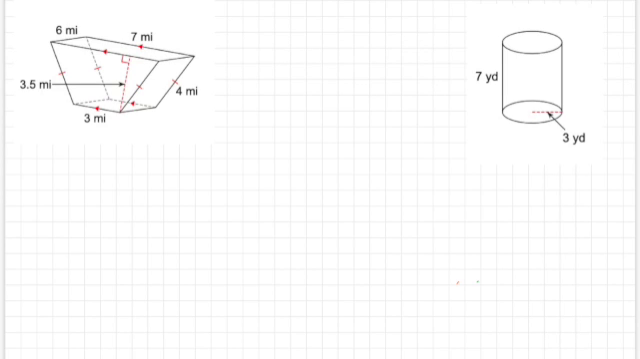Alright, so now we are going to do the exact same thing with these other shapes. We're finding the volume of these shapes. So first thing we're going to do is think of this in terms of its base shape. So first thing I want to do is identify the base.